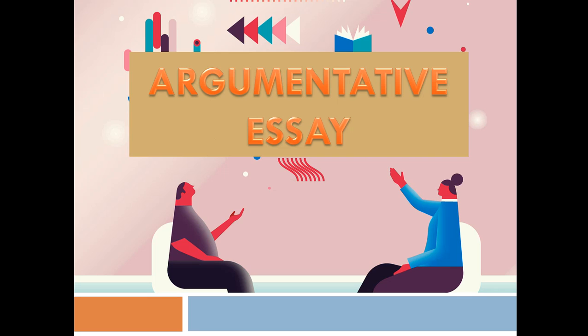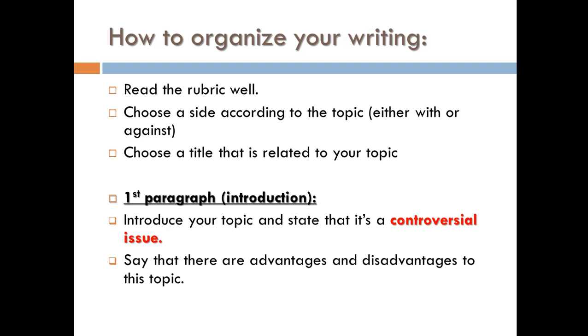Okay, so let us start by knowing how I am going to organize my writing in an argumentative essay. Now, first of all, before I write, I should read the rubric very well, because the rubric gives me the topic that I'm going to write the essay about. What is the argument going to be about? Okay, now this is number 1. Number 2, you have to choose a side according to the topic. You're either with or against.